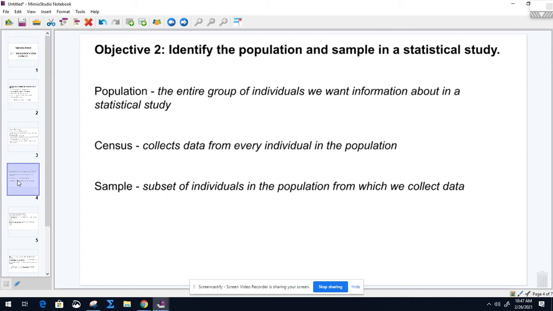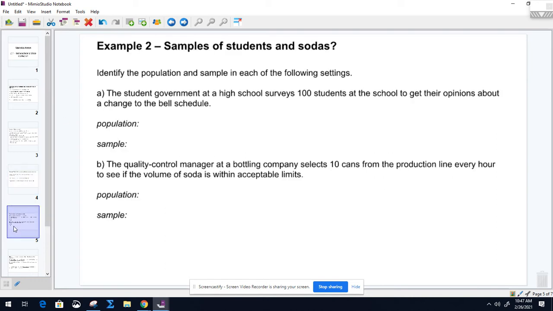So there are two different ways we look at a population. We look at a sample set or we look at a census. A census includes every single individual. If you don't include every individual, then it's a sample of that population. Okay, so, samples of students in SOTA.